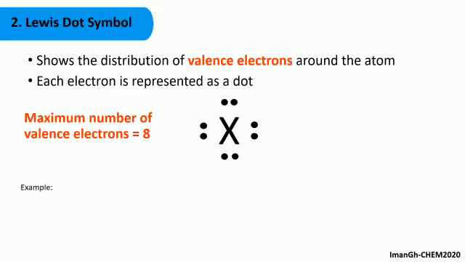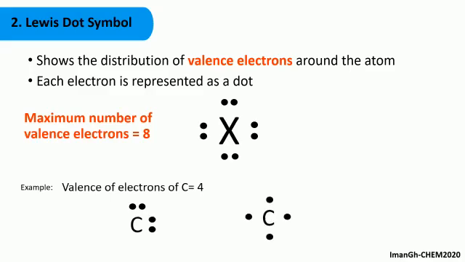Let's take an example. We have already found that the valence electrons of carbon is 4. Below we can see two methods of writing the lowest dot symbol. Method 1 and method 2. So which one is correct? In the first method, the electrons aren't distributed evenly, so it is wrong. Thus, the second one is correct.